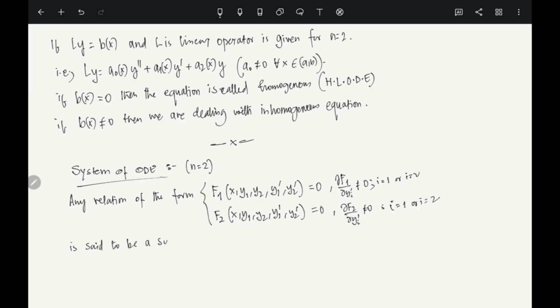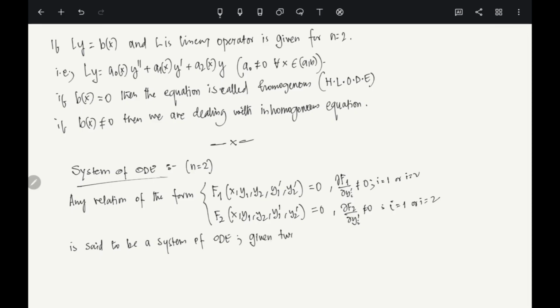Okay, this is said to be a system of ODE. What do I mean by this? Initially we were just looking at one equation, so basically one y, and the equation was written in terms of y and the derivative of y. Here we have two equations, y1 and y2. So it is a system of ODE.